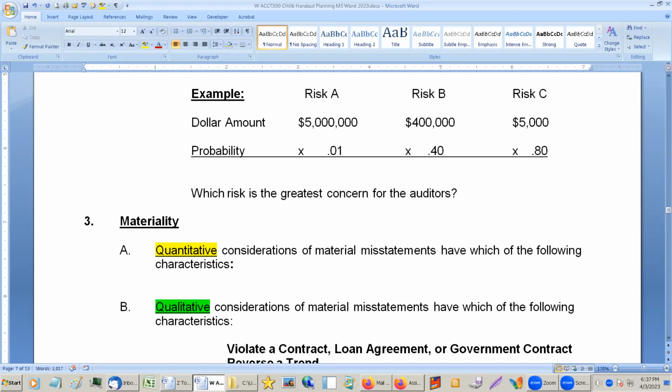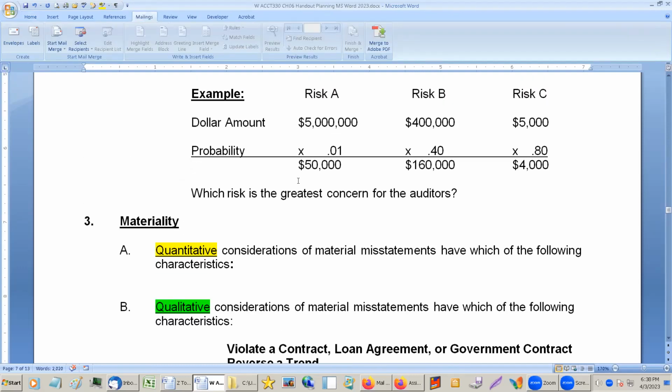Okay, so this first one, $5 million times 1% is what? 50,000, I think. You may want to check that just to make sure. 400,000 times 40% is 160,000. And 5,000 times 80% is what, 4,000? Did I do this right? Yeah. Okay, so this is the expected amount.